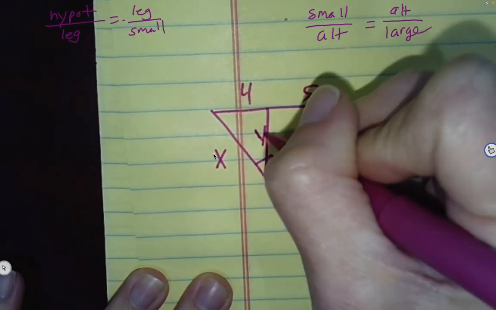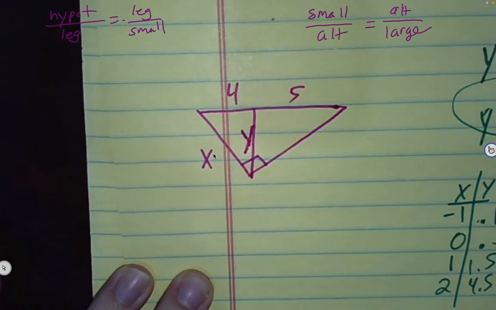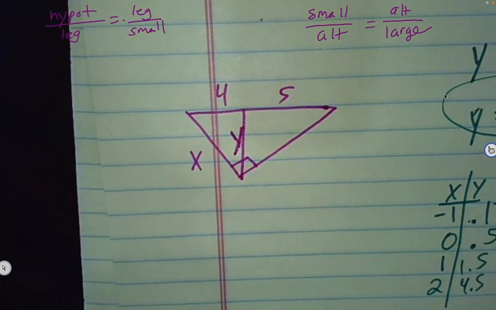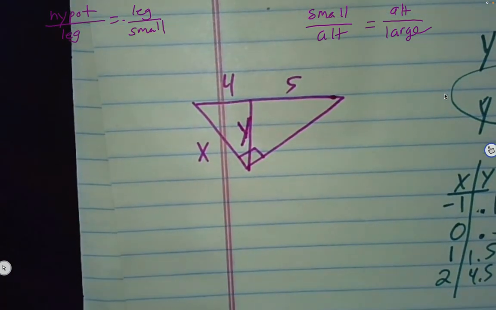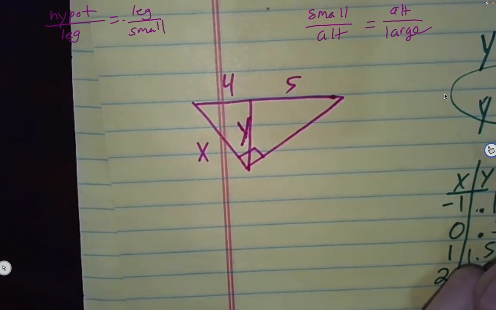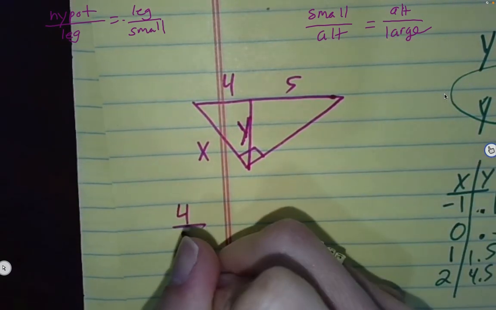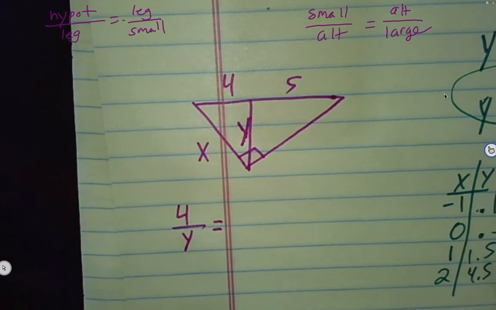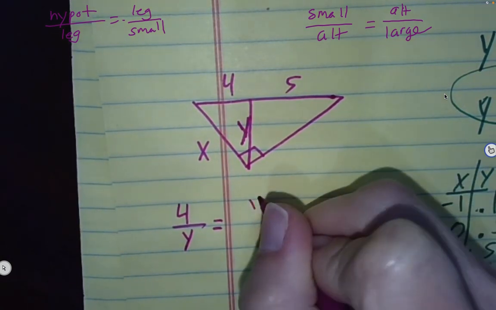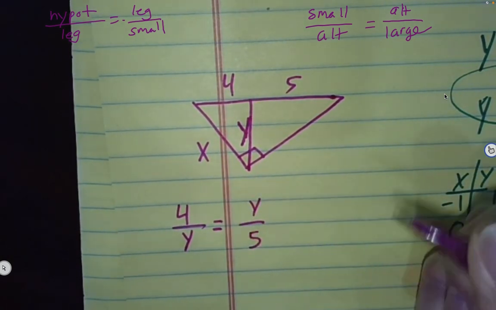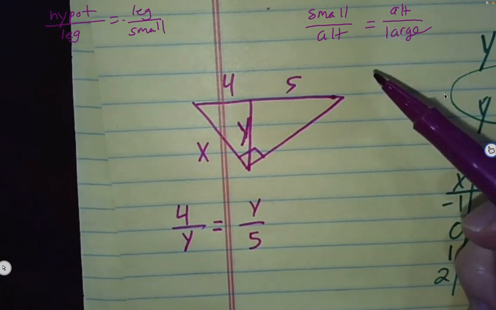Okay, we got to find x and y. All right, so what are we going to do first? Okay, what would I set up? Let's set up this one. 4 over y, that's correct. And 1 over 5. And y over 5. Does everybody understand that? She set up using this one, okay?